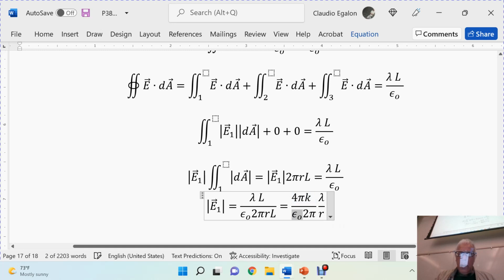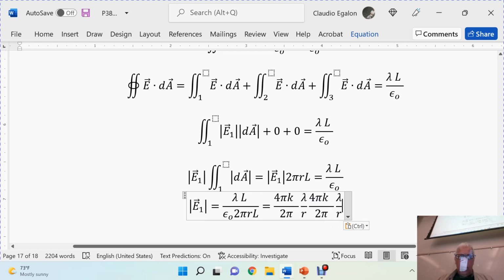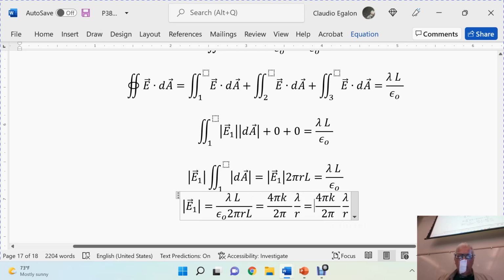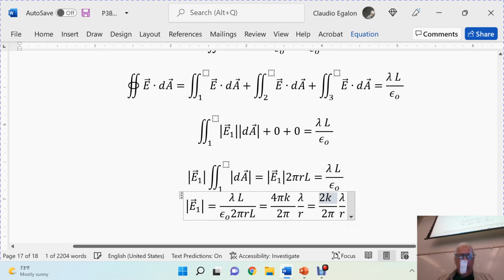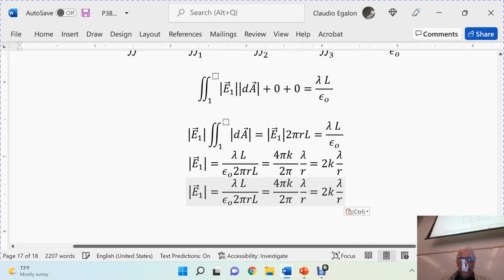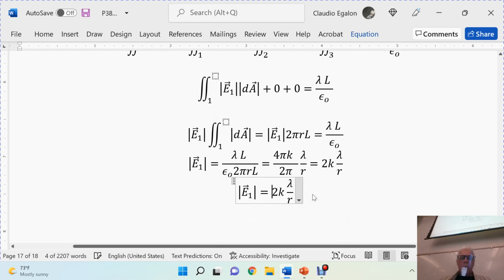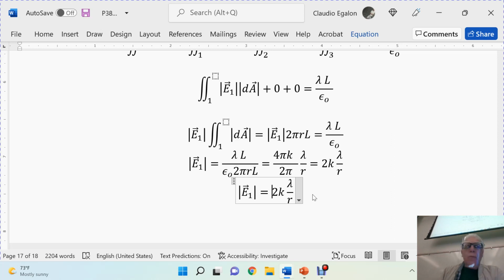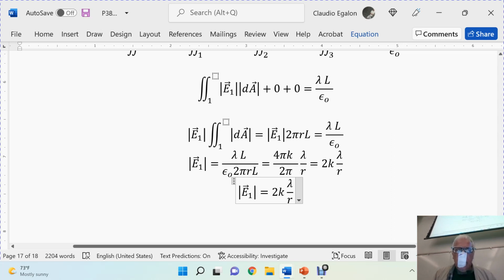Okay, make it look better. And the 4 cancels with the 2, the pi cancels with the pi. We get 2k lambda over r. I'm going to write that here. 2k lambda over r. Which, by the way, is the same result that we got in the previous example.